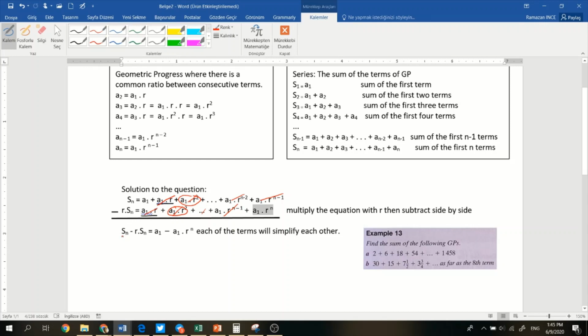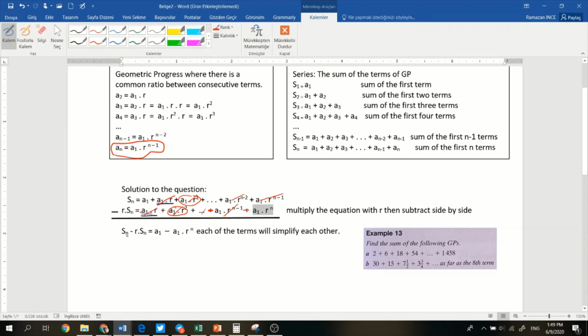On the left hand side, you only have Sn minus R times Sn. On the right hand side, you have A1 minus, and be careful, because we multiply with minus R, all of these ones are minus. Don't forget, let me correct it. All of them are minus. Minus A1 times R raised to power n. In this step, as you see, we reach this point: Sn minus R times Sn is equal to A1 minus A1 times R to the n.